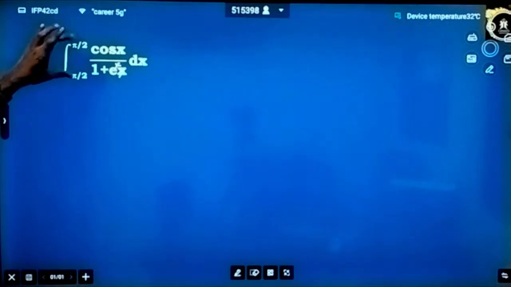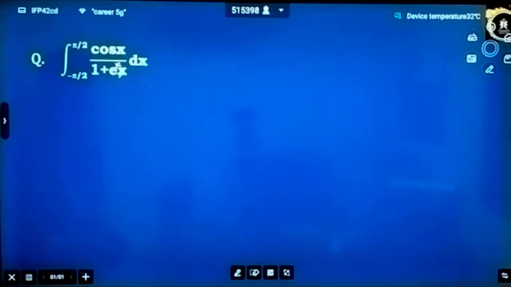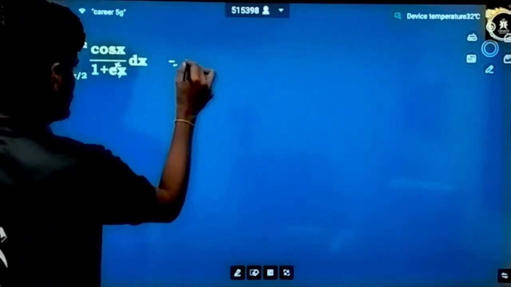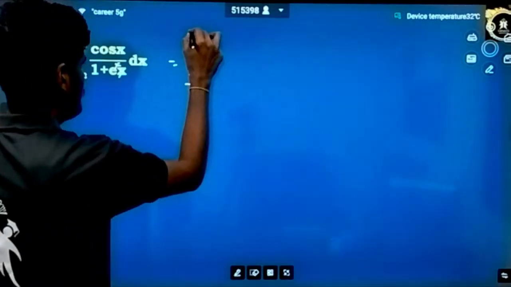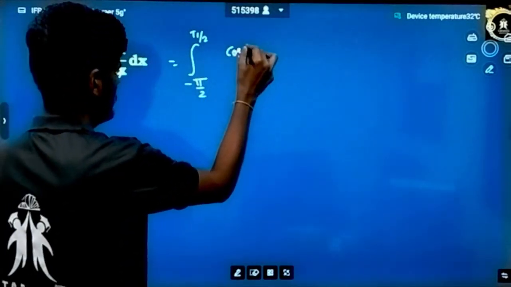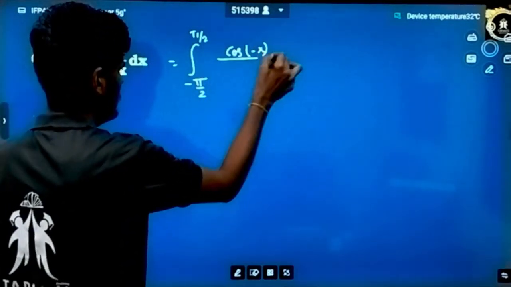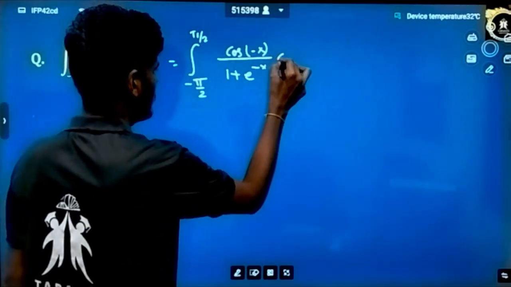In this, when we add these two, a plus b is 0, so we get minus x. So what we will get is, this integral is equal to the integral between minus pi by 2 to pi by 2, here we have cos of minus x divided by 1 plus e power minus x dx.